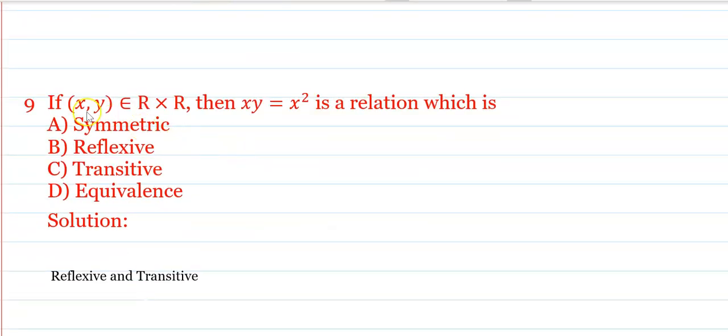Now the next: if (x, y) belongs to R cross R, then y is equal to x square is a relation which is symmetric, reflexive, transitive and equivalence. Now this relation, if we look here, that is y is equal to x square, this is reflexive as well as it is transitive. Okay, it's reflexive and transitive.